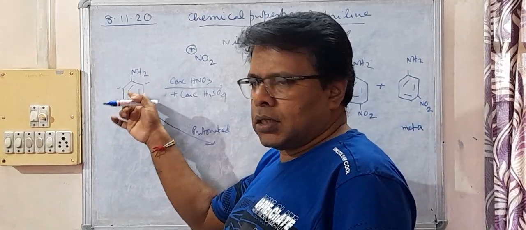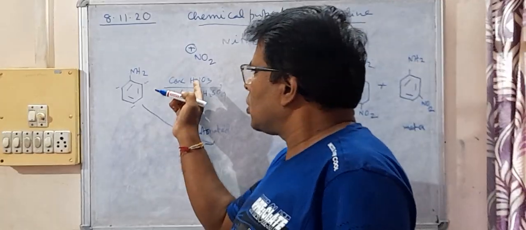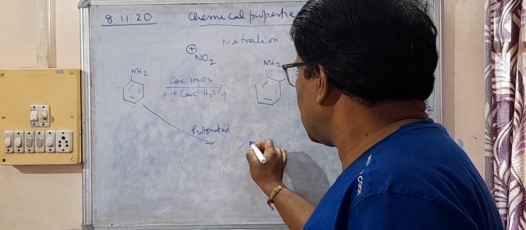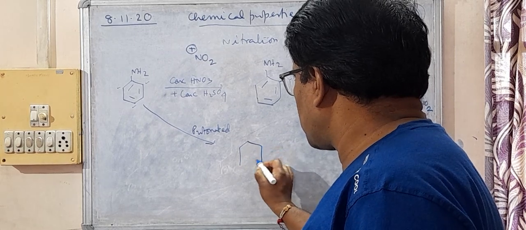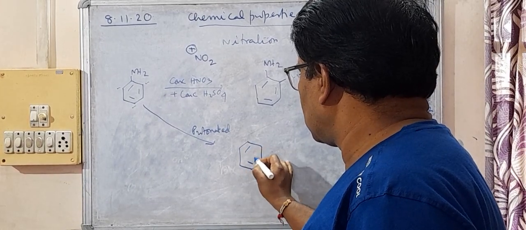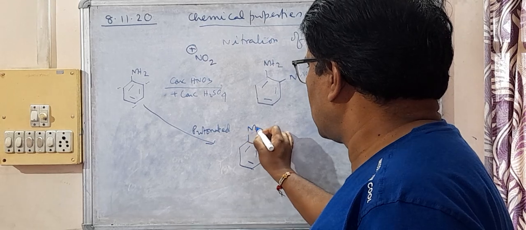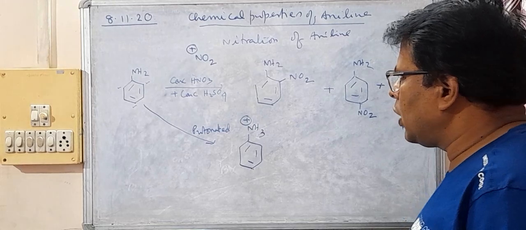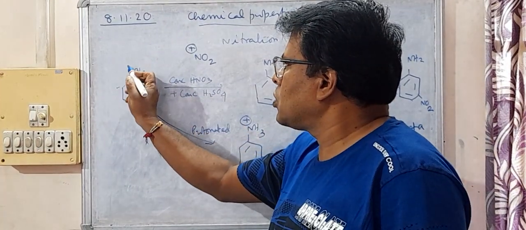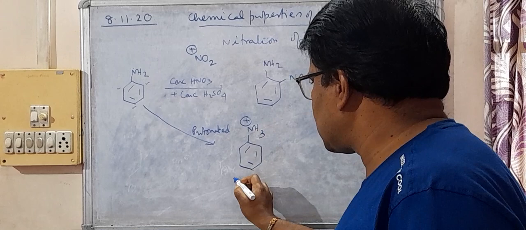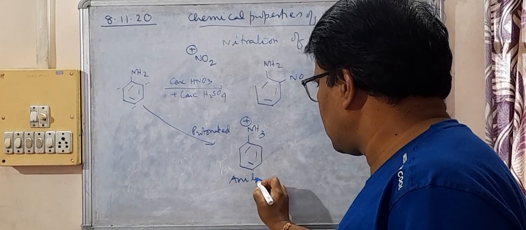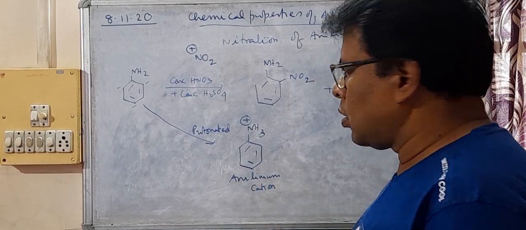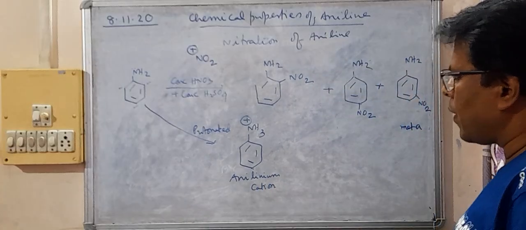Protonated, it is a base, this is acid. So some amount of aniline gets protonated, and on protonation we get this product. We get this product on protonation, because there is a lone pair here, and this is called anilinium cation.